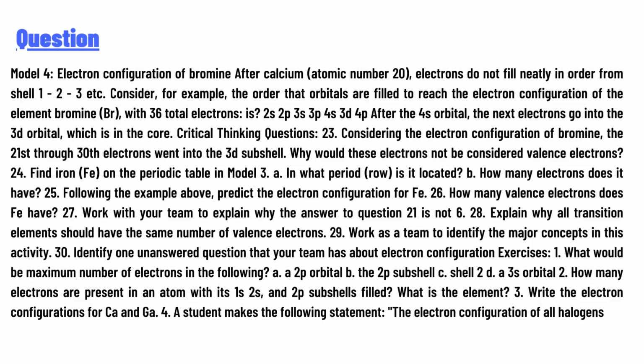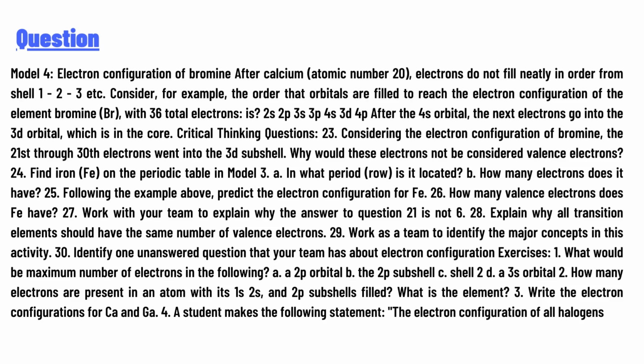After the 4s orbital, the next electrons go into the 3d orbital. Critical thinking question 23. Considering the electron configuration of bromine, the 21st through 30th electrons went into the 3d subshell. Why would these electrons not be considered valence electrons?